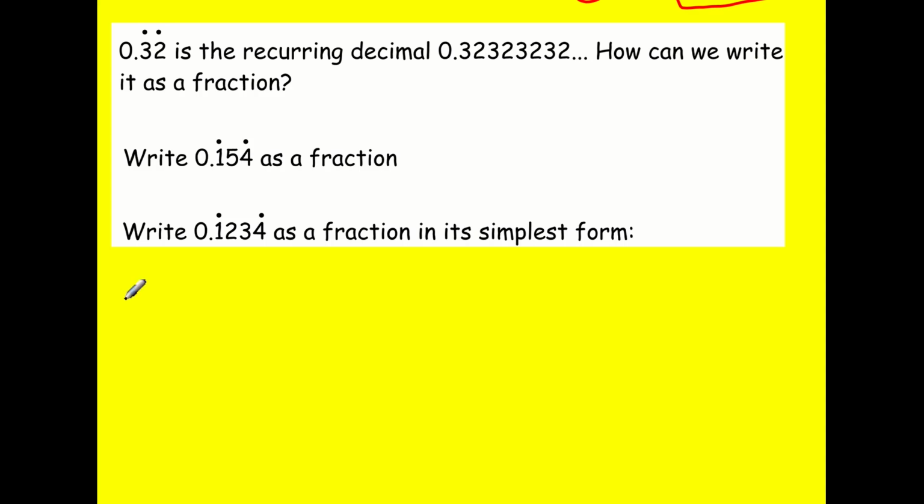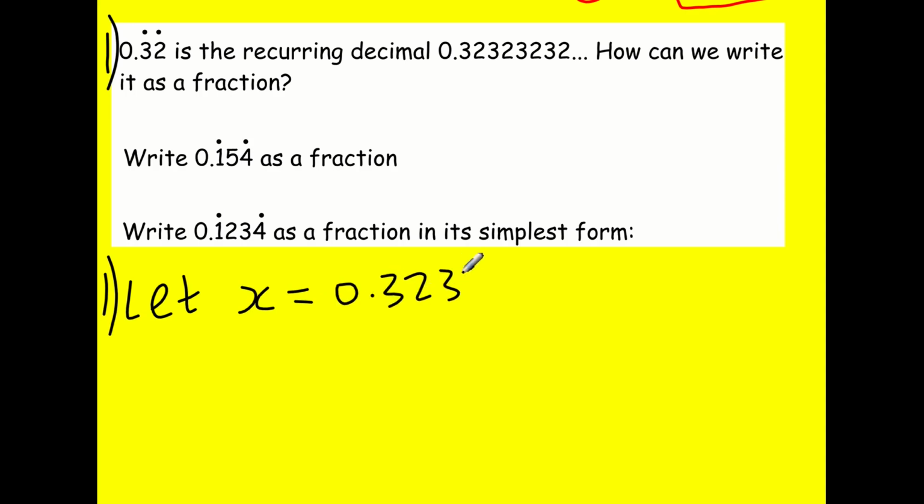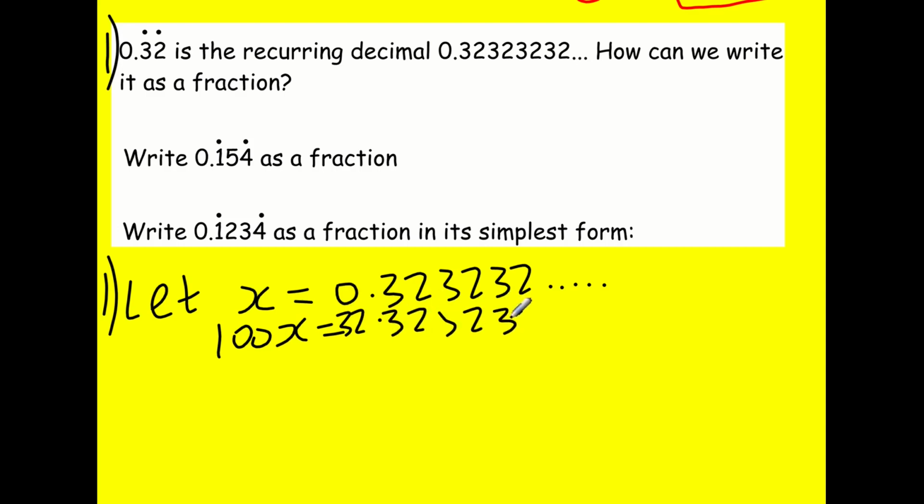We are going to, so this is going to be example 1. Let x equal 0.323232 and so on. What I'm then going to do is multiply it by 100. Okay, so 100x equals 32.323232 and so on. And if we now look at what is happening, I've got the same thing in each of the decimal places. That's why I've times by 100.